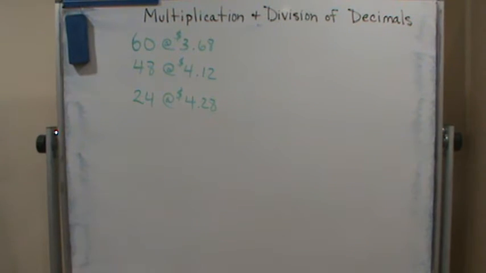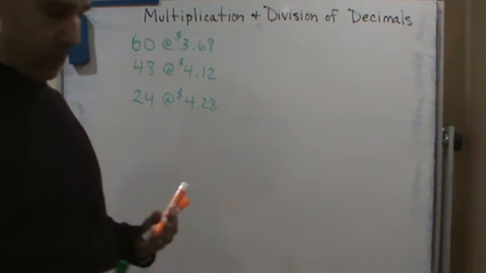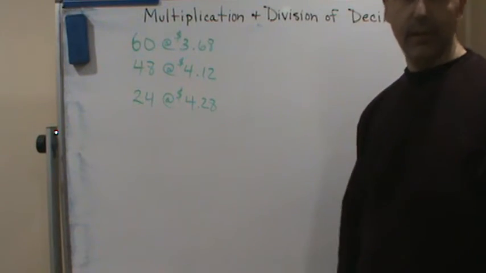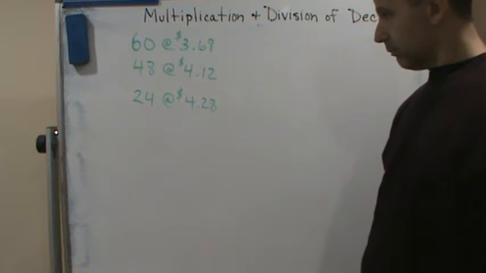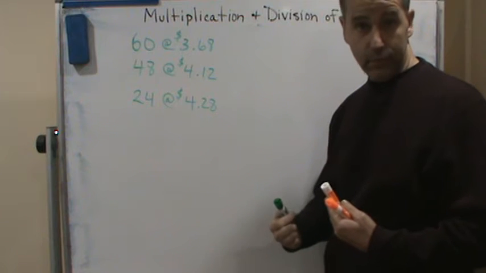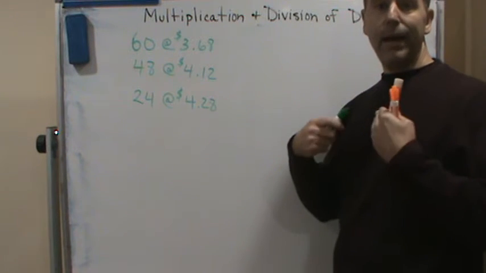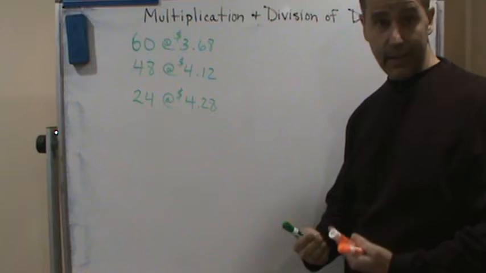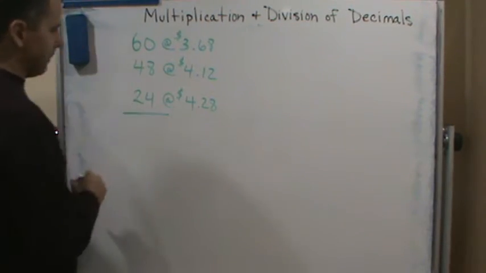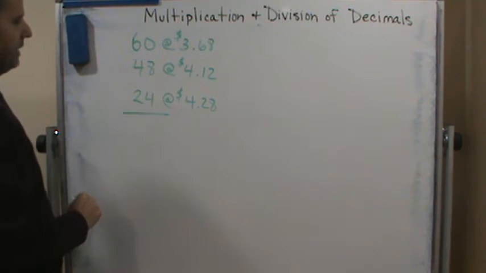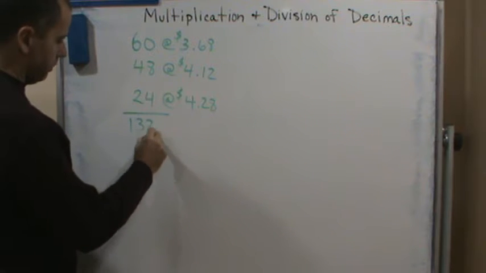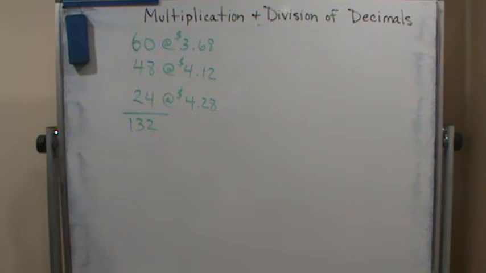Okay, so now they want to know the average cost per component that they spend. Well, we're going to need to find out what the total cost was, and then divide by the total number of components that they bought. The total number of components, that's easy. We can add these up. So that's going to be 132, right?